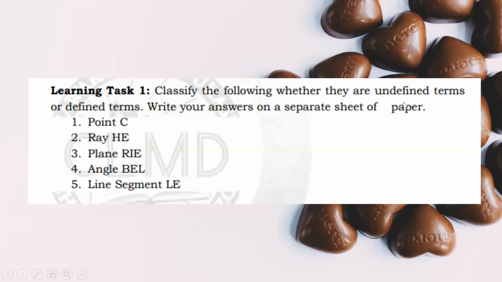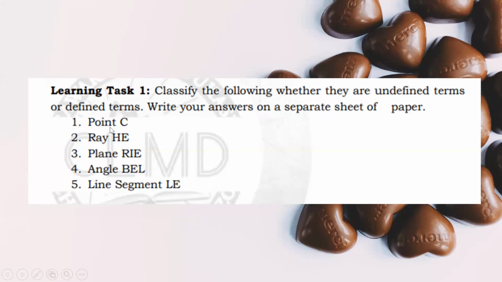Classify the following whether they are undefined terms or defined terms. This is very easy because, as I have said, we only have 3 undefined terms. Those are point, line, and plane. So if the given is point, line, or plane, therefore, the answer is undefined terms. If not, the answer is defined terms.